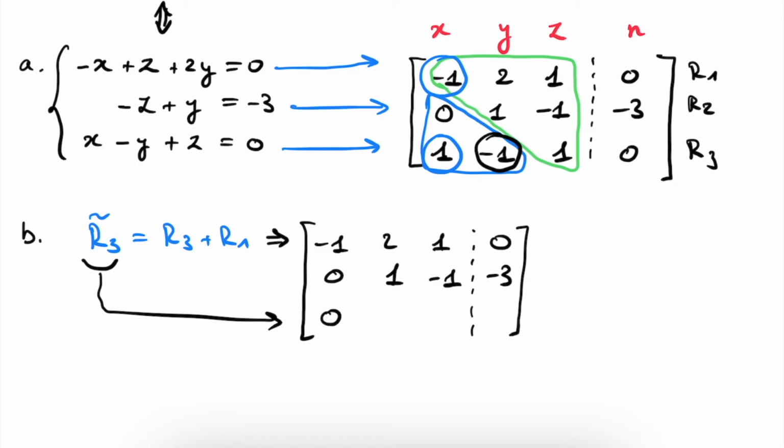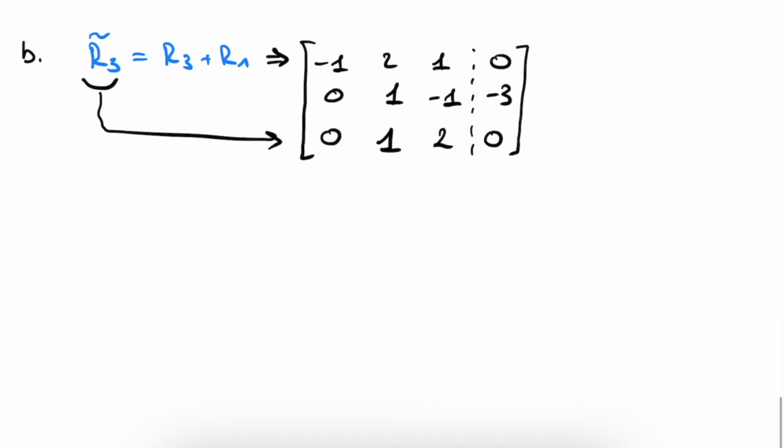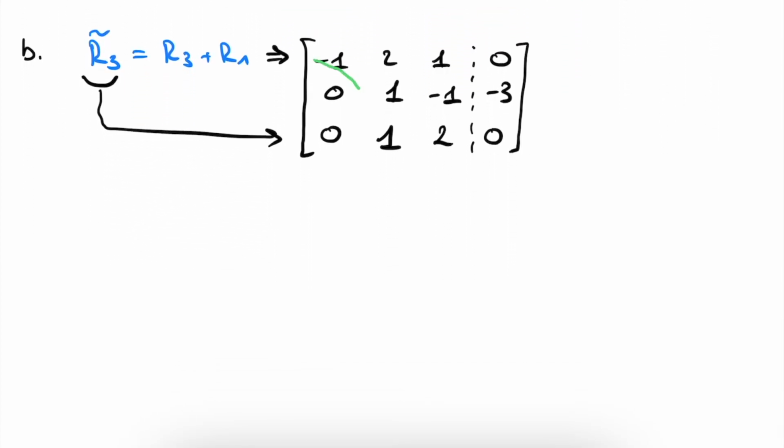For the second element, we have minus 1 plus 2, which simply is 1. For the third element, we have 1 plus 1. And for the fourth element, we have 0 plus 0, which is of course any time of the day 0. And at this point, we have this matrix right here. And we see that we're still not entirely at our triangular matrix.